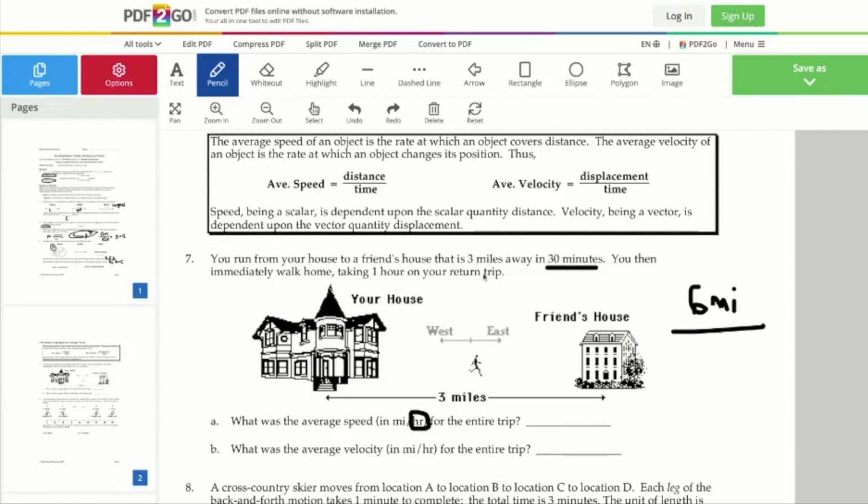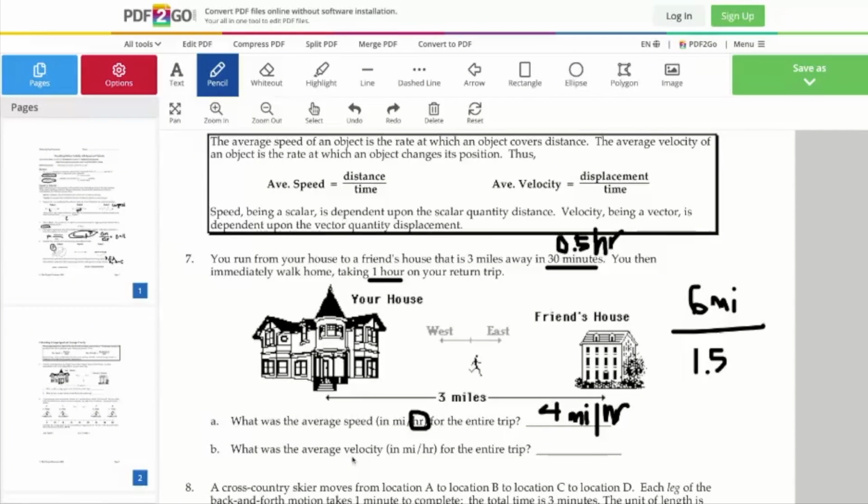So they took 30 minutes. 30 minutes is like half an hour, right? So that's 0.5 hours. We can convert that. And then they took 1 hour on the return trip. So their total time is 1.5 hours. So if you just do 6 divided by 1.5 really quickly, that's going to be equal to 4 miles per hour.